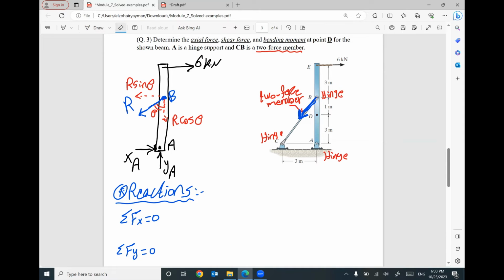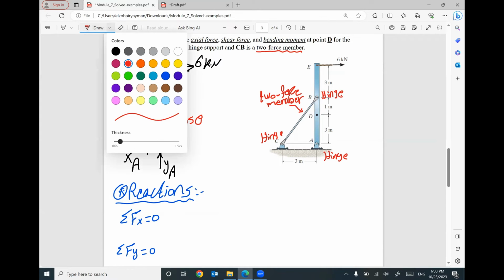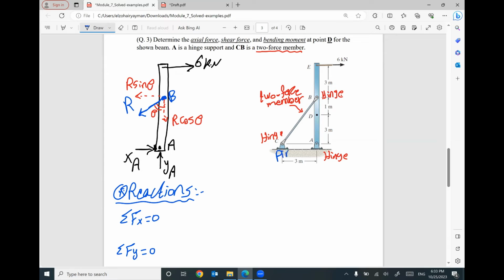If you look at this member, it's a member with two pins. We have a pin or hinge at this end and another pin at the connection with the beam or with the structure. This member is called a two-force member. How to figure out the reaction? Go ahead and remove this member and put at the contact point with the beam one reaction, R, in the same direction of this member. It looks like a roller, but an inclined roller.